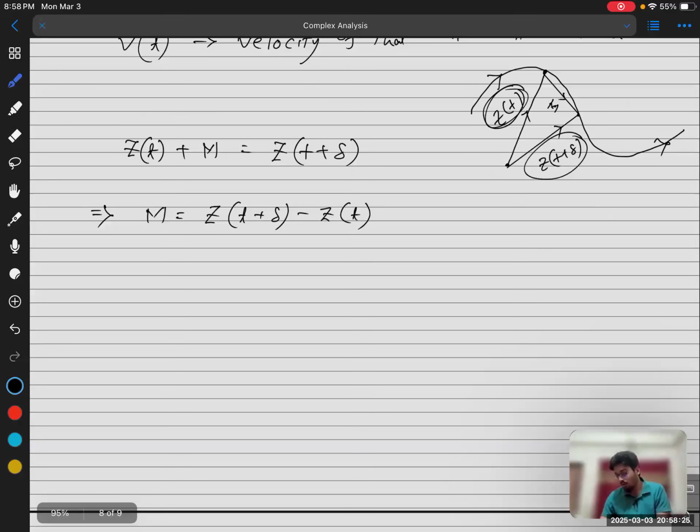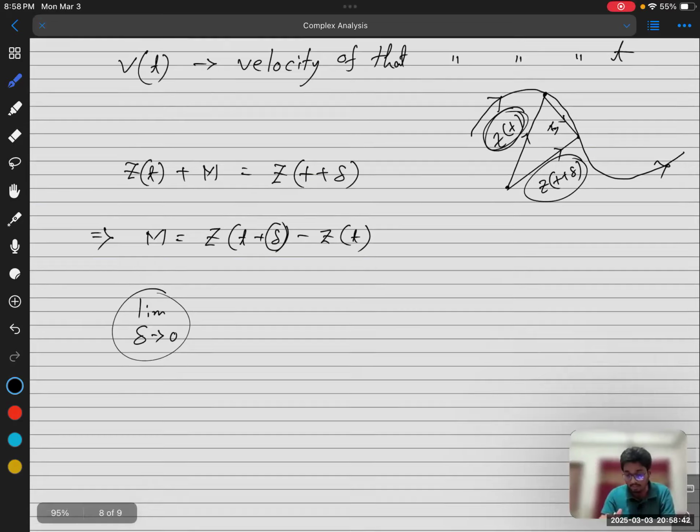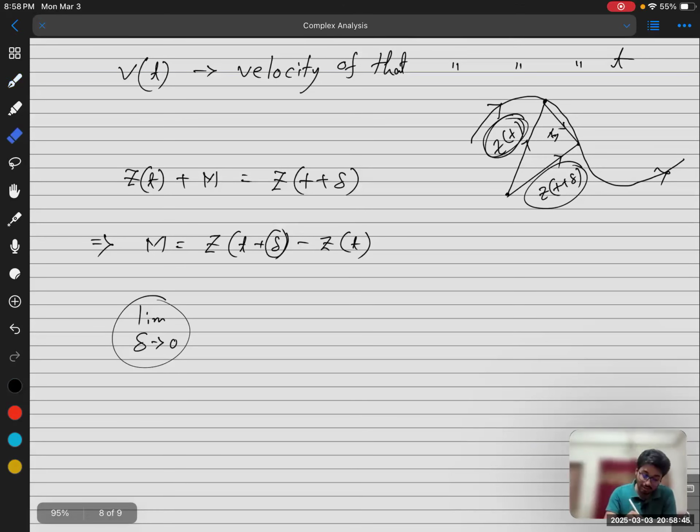So what do we have, the idea of instantaneous velocity? Instantaneous velocity is basically that type of velocity where the limit of delta tends to 0. That means if we are considering two positions pretty close to one another, the initial position and the final position, then we will get the instantaneous velocity.